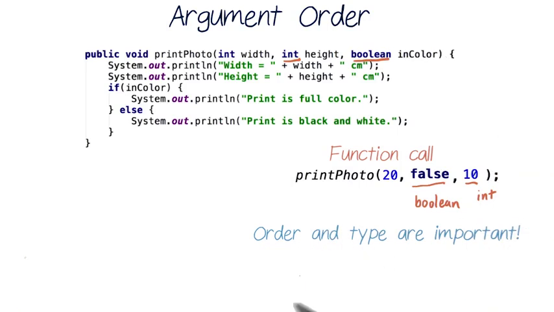So keep in mind that order and type are very important when you use multiple parameters and put arguments into a function call.